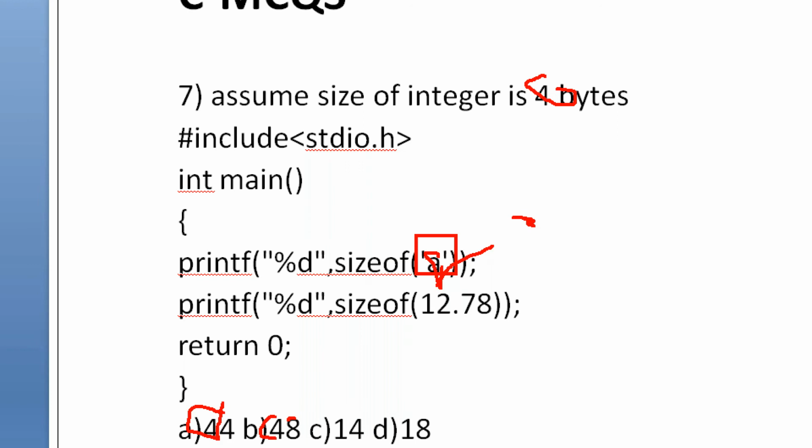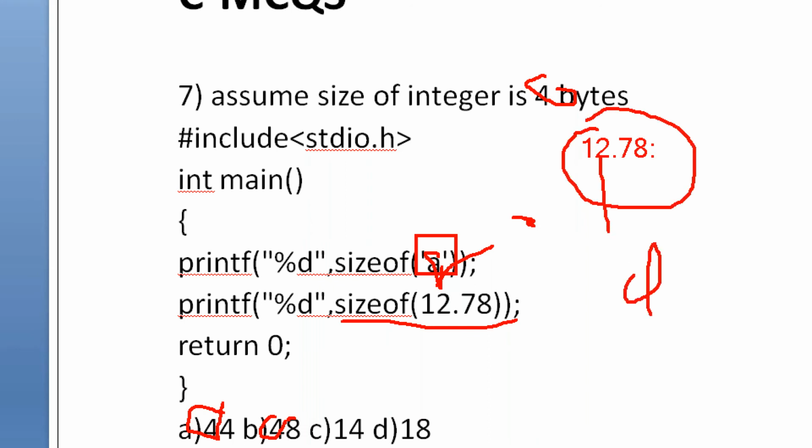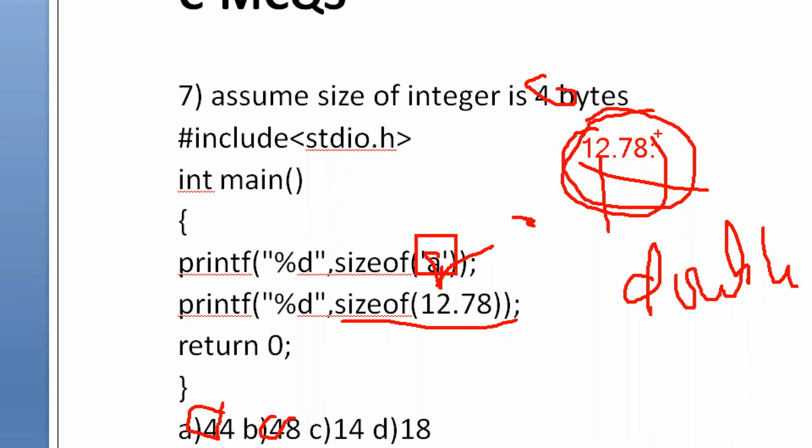Okay. And next, the printf percentage d sizeof 12.78. So 12.78 means by default, if you take any decimal value in C language, by default it is double type, not float type. So if it is double type, what is the size of double? 8. So that is why the answer is 48. So if I am writing, suppose, like 12.78f, then it is float.